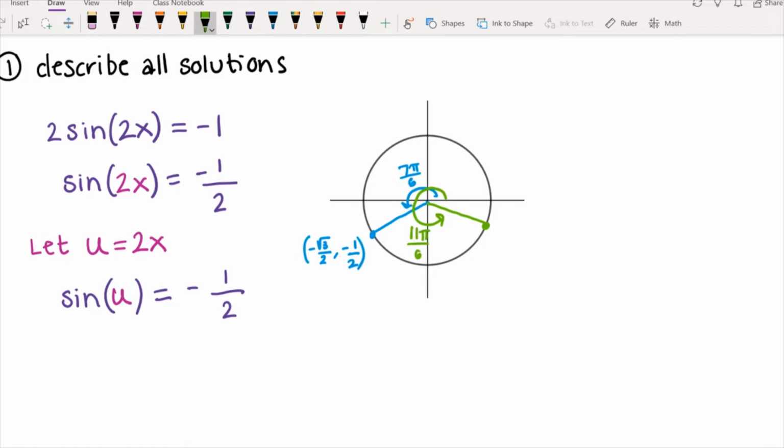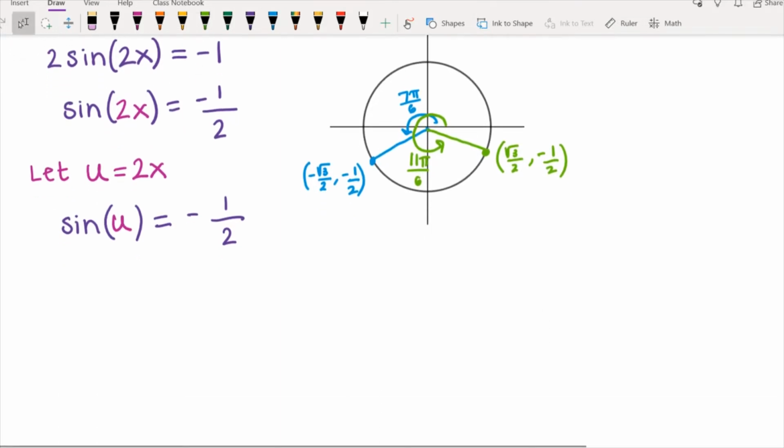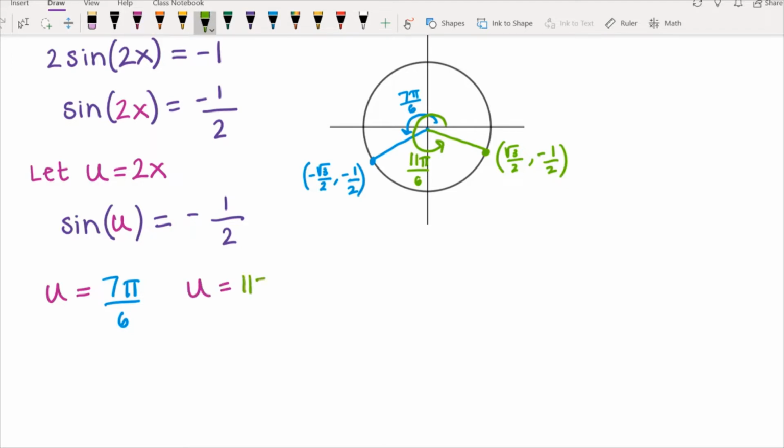And you could also measure this as a negative angle. So especially when you're trying to give all solutions, it doesn't really matter as long as the two initial angles you come up with are not coterminal with each other. You can give them whatever name you want. So if you wanted to, you could call this angle -pi over 6 instead. I tend to prefer to just work with the positive versions of the angles. Okay, so what did we figure out here? We figured out that u could be equal to 7 pi over 6, or u could be equal to 11 pi over 6. Those are the two answers that we came up with.